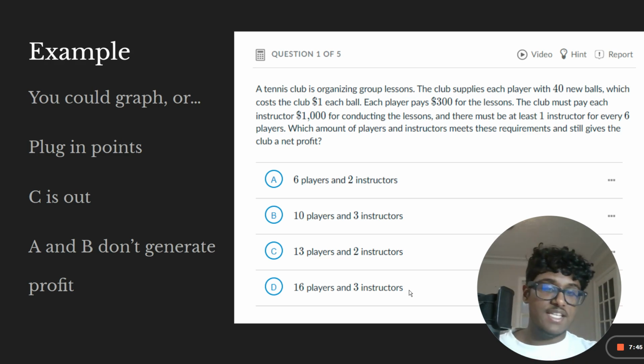So if we look at D here, where we get even more players and the same number of instructors, we'll actually turn a profit, because we are getting 16 players, which means we have $4,800 minus 3,000 and then minus 40 times 16, which I think is 480. So we have about 1,200-ish more money than all the people paid. So we turn a profit there. So D is the only one that really turns a profit.